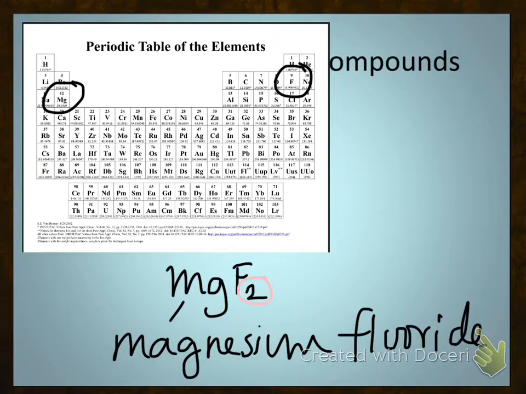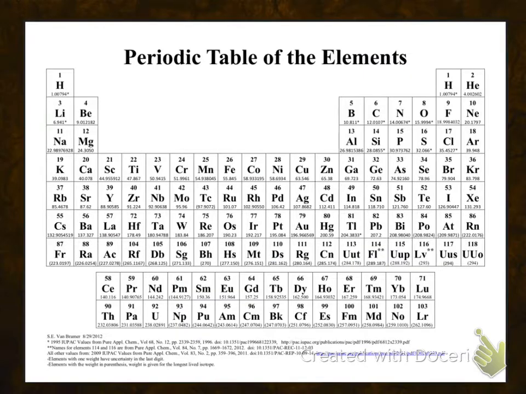Now let's get to the slightly more complicated bit, which is writing formulas when given names. You're definitely going to need your periodic table, make sure you've got it, and you should probably also grab the reference sheet that was given to you or is linked on the Chapter 7 plan.